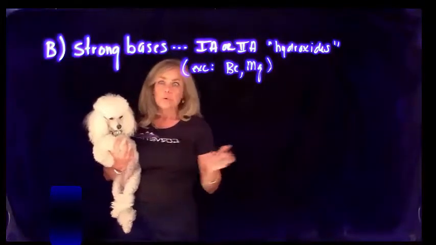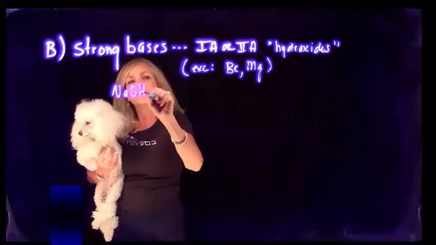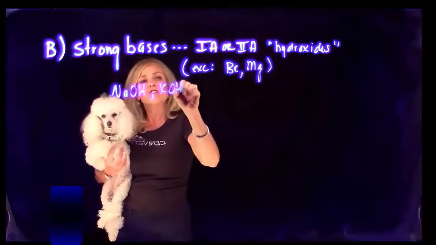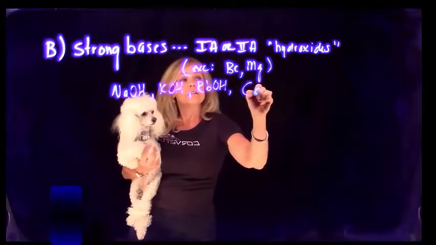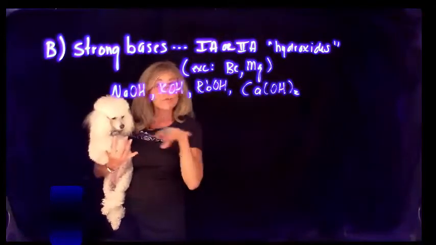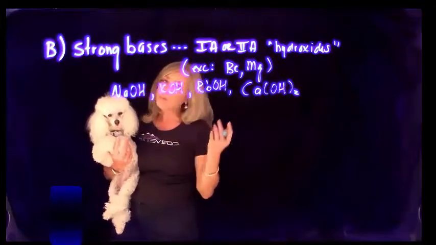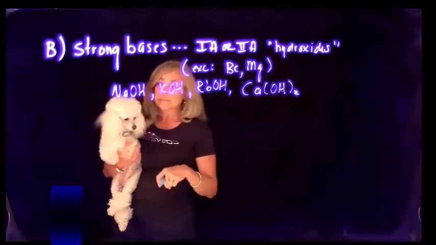Okay, so who am I talking about? Well, like NaOH, KOH, rubidium, calcium, so on and so forth. So hopefully you can recognize a strong base: group 1A and 2A hydroxides, with the exception of beryllium and magnesium.